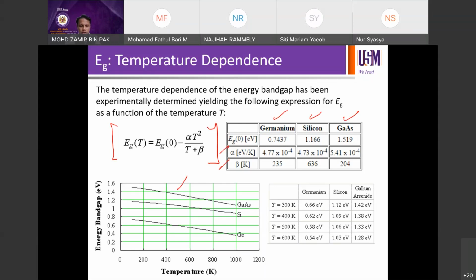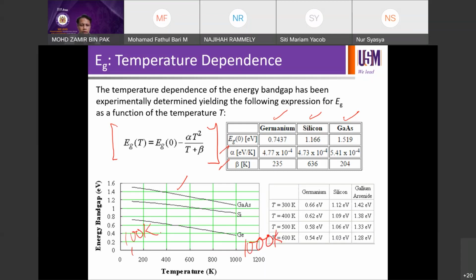Here you can see the y-axis is the band gap of the semiconductor materials shown in the table: germanium, silicon, and gallium arsenide, ranging from T equals 100 Kelvin up to 1000 Kelvin.